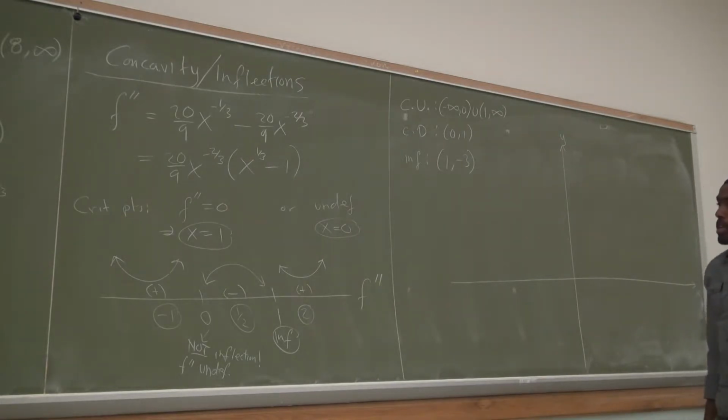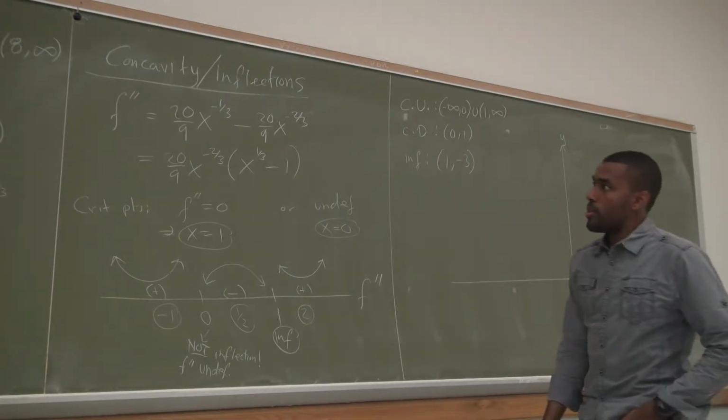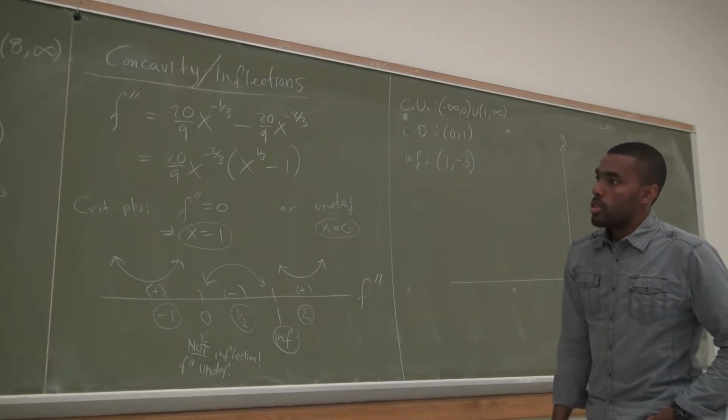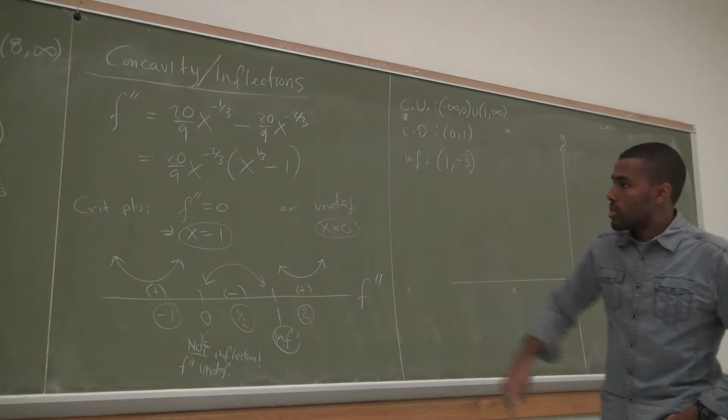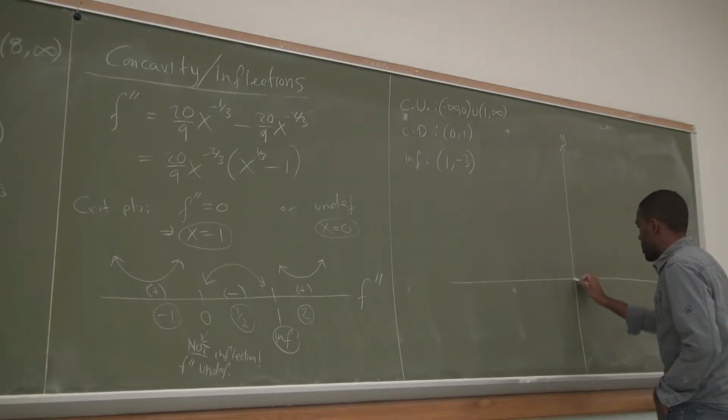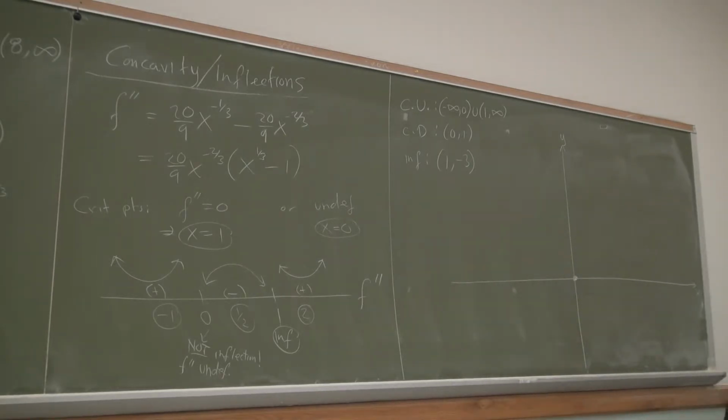So now let's start to put all this stuff on the graph. So let's do with our intercepts. 0 is an x-intercept, and 125 over 8. Let's put that here, 125 over 8.